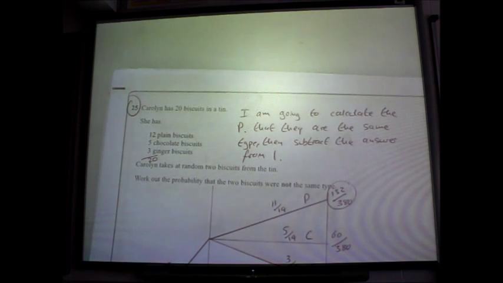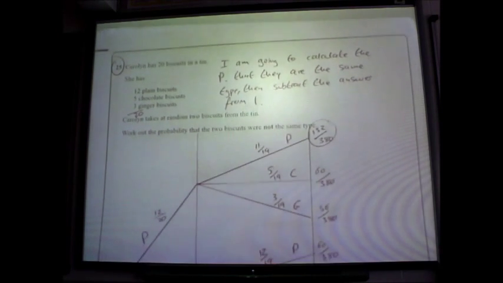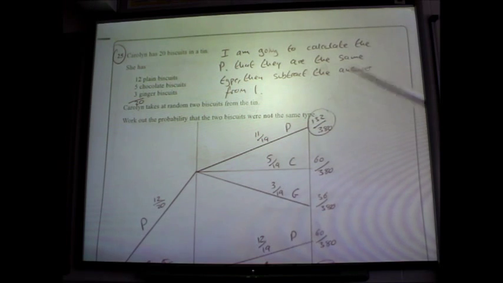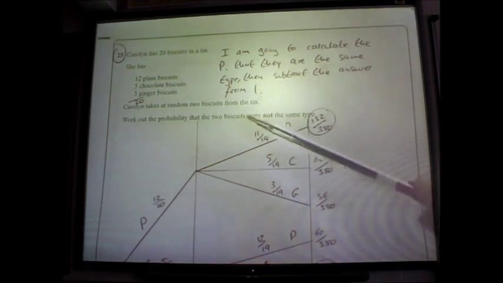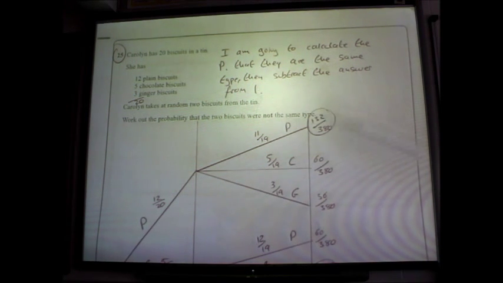Question 25, more to go. Probability tree, two ways of doing it. You've got biscuits in a tin. I'm going to make it very clear, the way I'm doing it is I'm going to calculate the probability that they are the same and then subtract the answer from 1, because she wants to find out, Carolyn, work out the probability that two biscuits were not the same type.